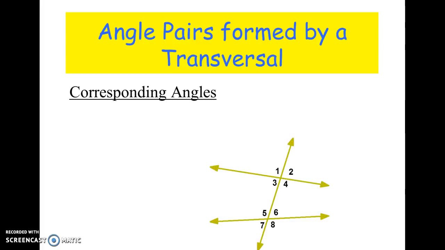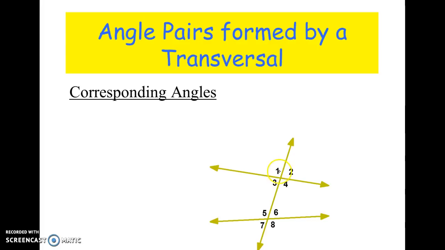Now we're going to talk about some angle pairs that are formed by transversals. We have a bunch of different vocab words that are going to be thrown at you here, and we're going to start with the first one, corresponding angles. Corresponding angles are two angles that are positioned in the same position, just on different levels. Same location, just different levels.